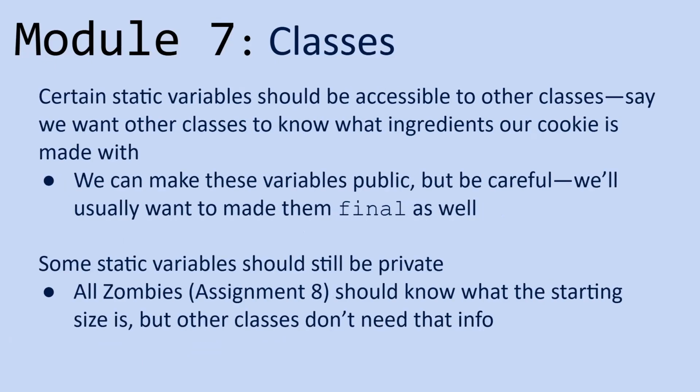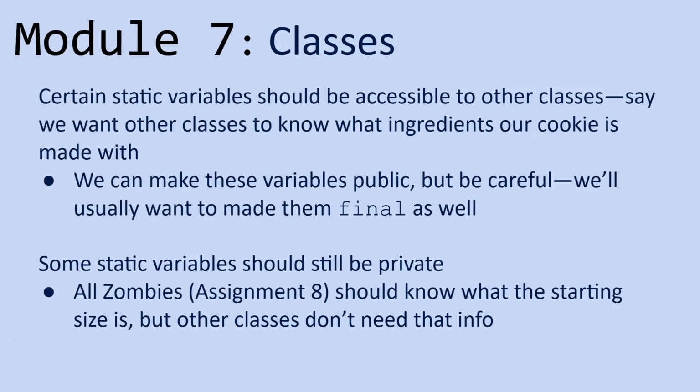And so certain static variables should be accessible to other classes. Say with the cookie example previously, maybe we want other classes to know what ingredient our cookie is made with. Maybe a person wants to make a cookie and wants to get those ingredients. So we could make these variables public, but we don't necessarily want other classes to be able to edit these variables. We don't want a person to be able to edit what ingredients we need or how many of those ingredients we need because they could mess up our cookie.